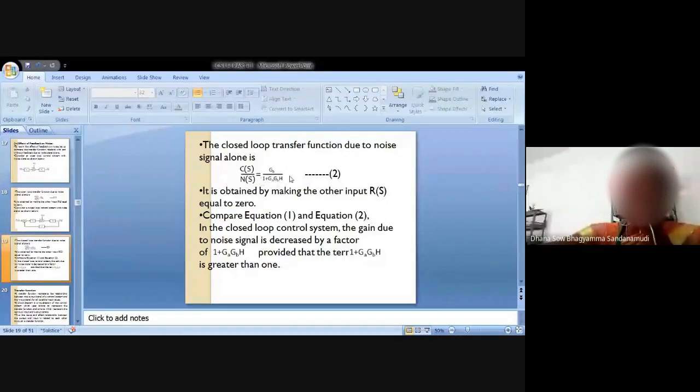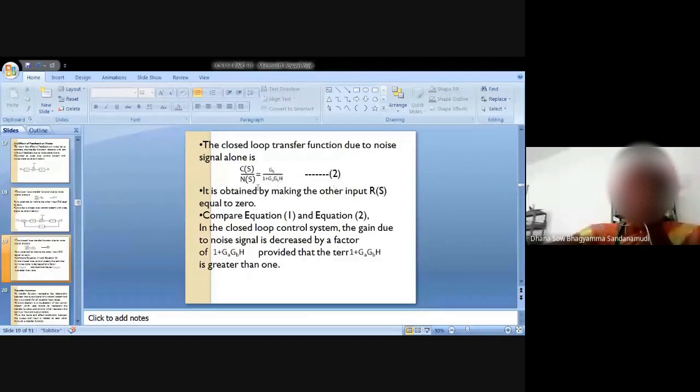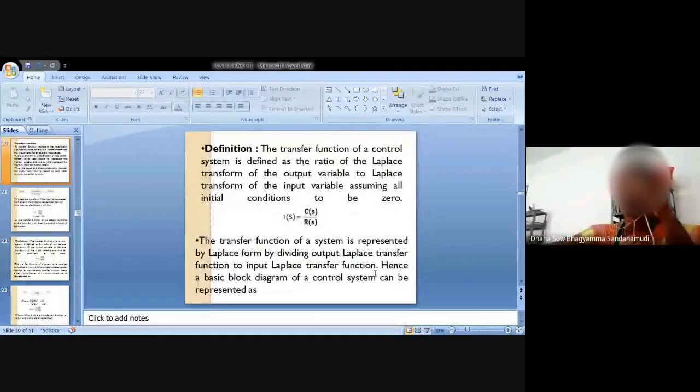The overall gain is reduced here, whereas in the case of open loop system, overall gain is not reduced, it is constant, some GB value. Whereas in the closed loop system, it is GB by some denominator. So you can go through here, in the closed loop control system the gain due to the noise signal is decreased by a factor of this, provided that the term 1 plus GA GB is greater than 1. So in the case of closed loop system, the noise can be reduced when compared to open loop system.